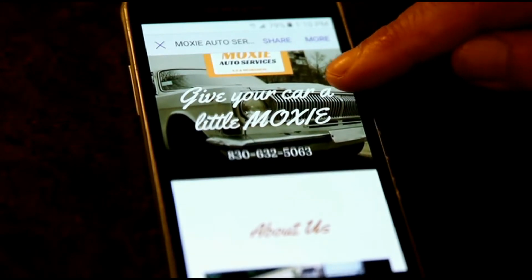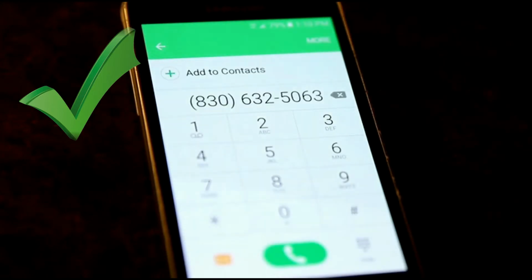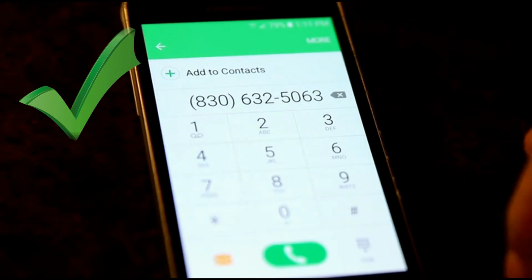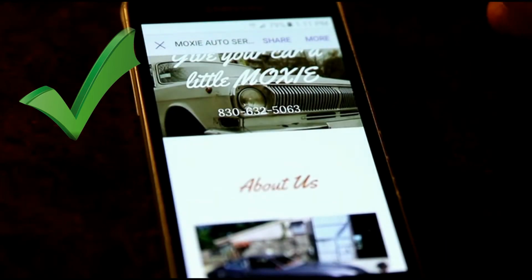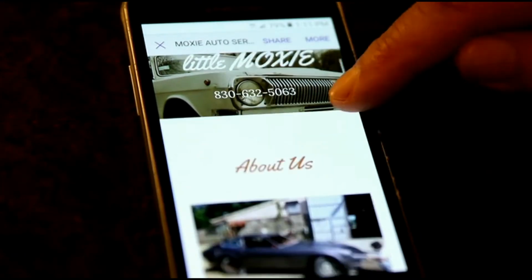Next is the phone number. I like this a lot, because when I click that phone number, I don't have to look around for a pen or a pad or a paper or anything. I am instantly able to call your shop. That is what is known as a click to call. That's a good sign. Let's keep moving on.